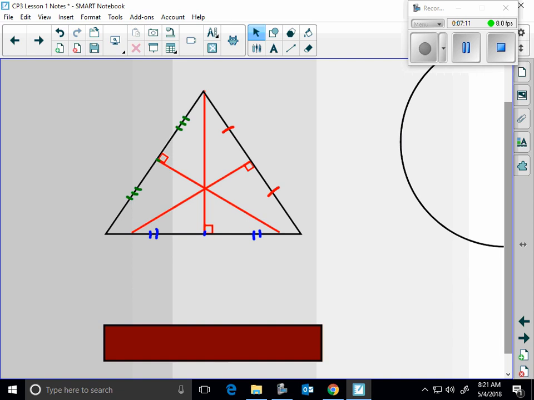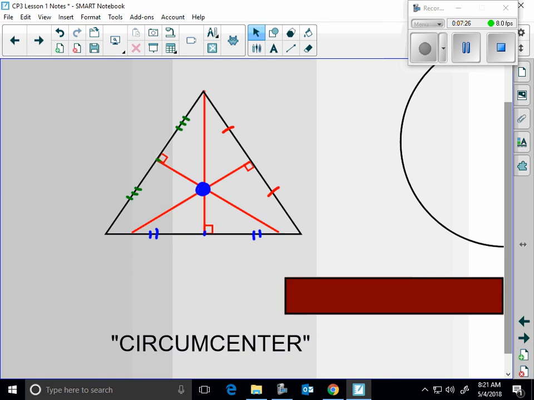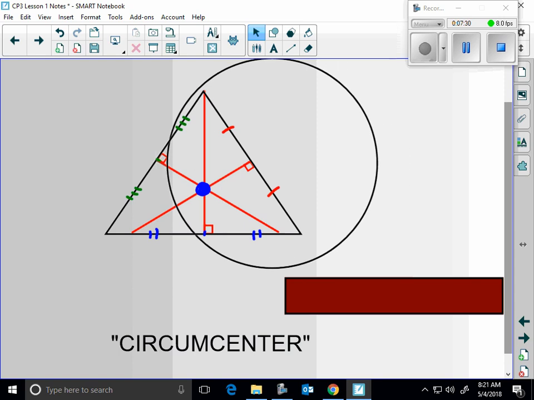Conveniently, what do they do? They meet at a point. Now, this point is special for a different reason. This point right here is called the CIRCUMCENTER. It's the center of the inscribed triangle.